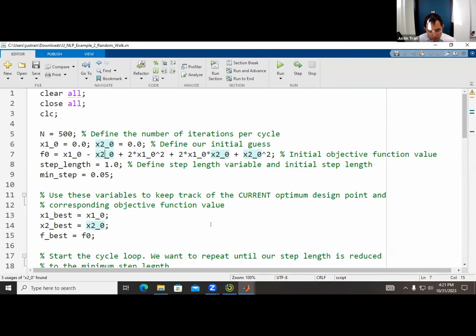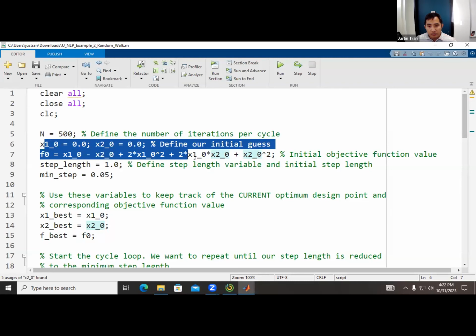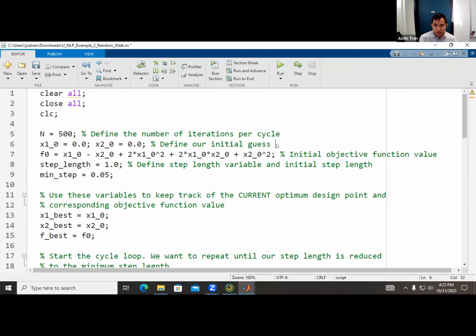Let's go to step 1. Step 1 is to establish our initial guess, and our initial guess in this case is going to be 0, 0. If you look at line 6 here, we're defining our initial guess. We're calling our initial guess x1_0 and x2_0. You can see we're setting both of those variables equal to 0.0, and that is our initial guess.